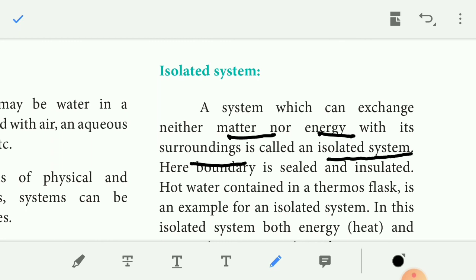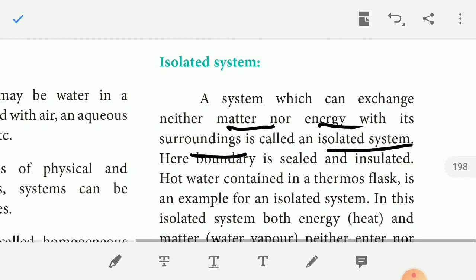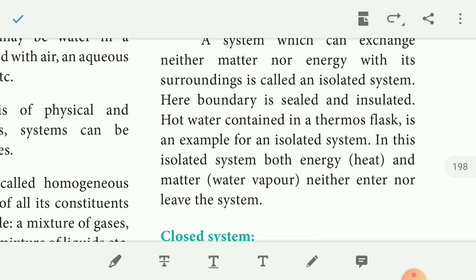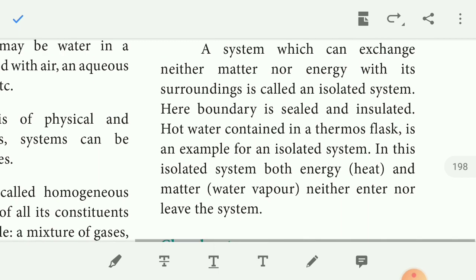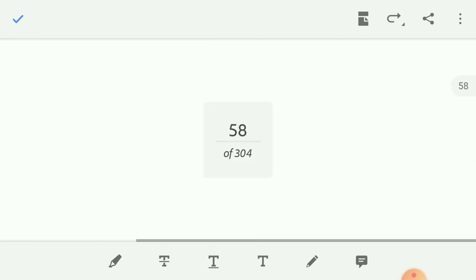Here the boundary is sealed and insulated. For example, hot water contained in a thermoflask is the best example of an isolated system. In this isolated system, neither energy, that is heat, nor matter, that is water vapor, can enter or leave the system. So what is an isolated system? A system which can exchange neither matter nor energy with its surrounding is called an isolated system.